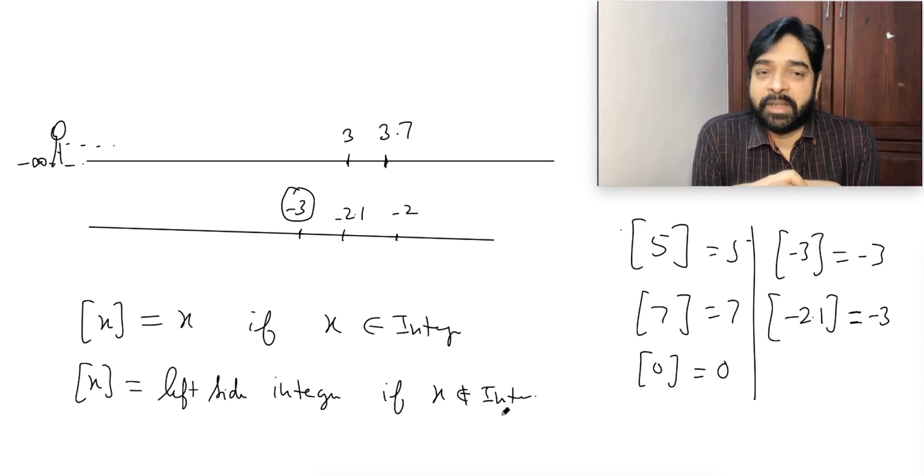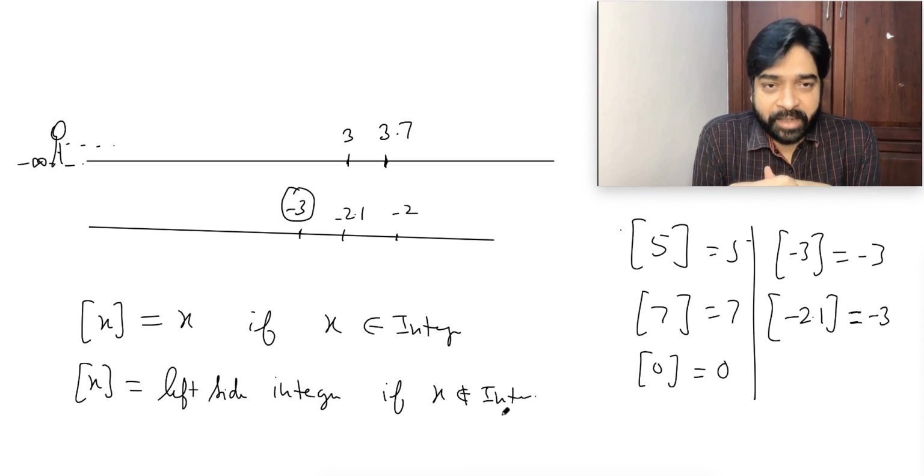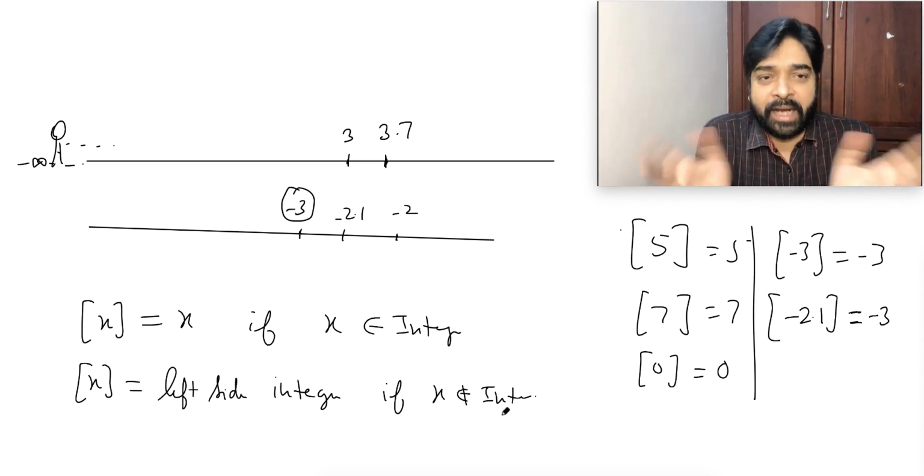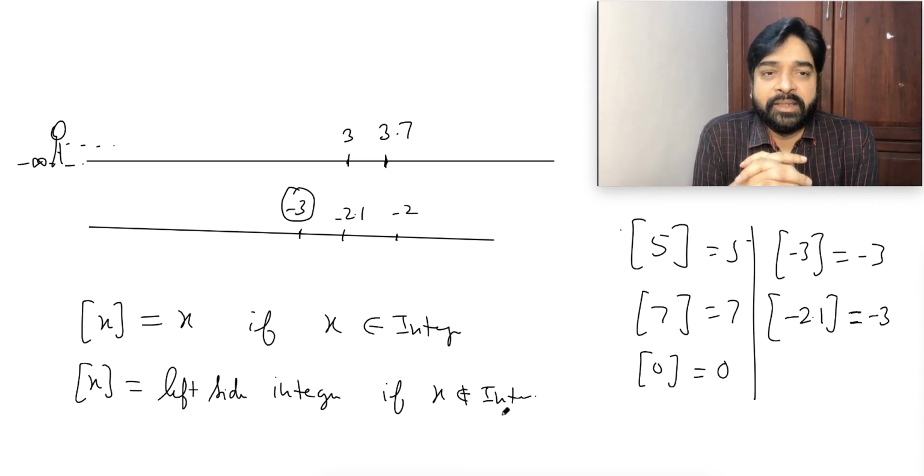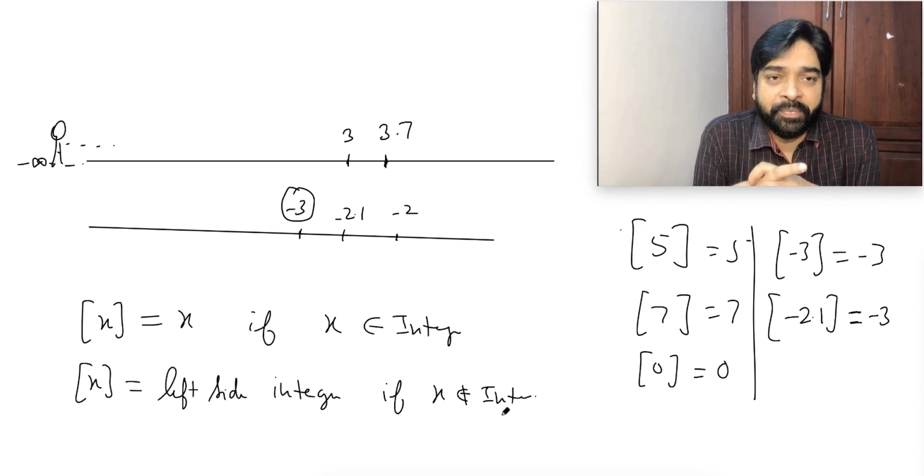Whenever you have to calculate the greatest integer of something, always see whether it is an integer. If it's an integer, that will be the direct answer: greatest integer x will become equal to x itself. But if x is not an integer, whatever the left side integer is, that will be the answer. Simple, straightforward rule. I hope it's clear to everybody.